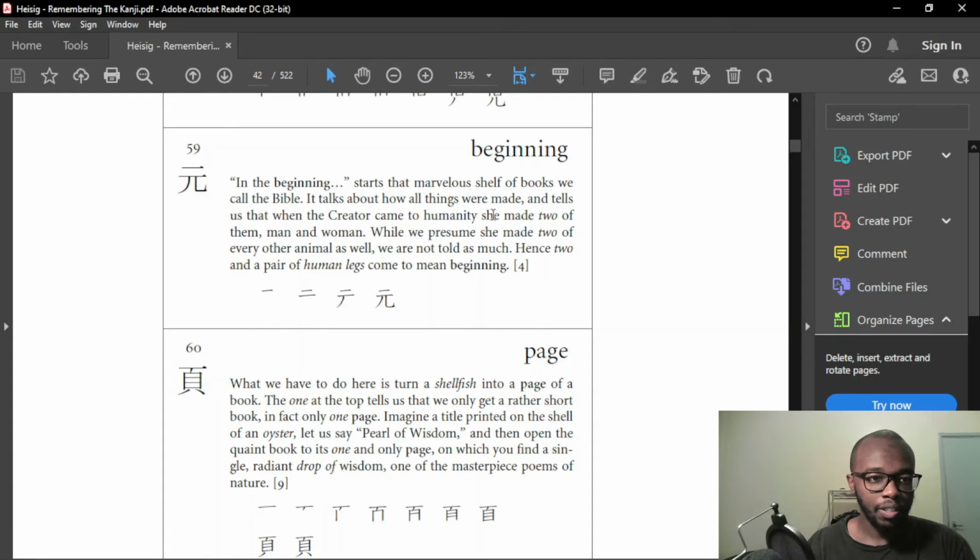Creator came to mind. He made two of them, man and woman.